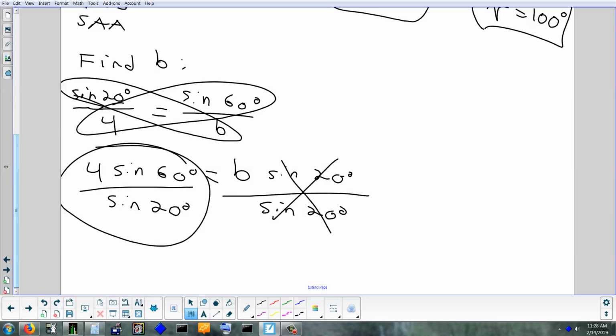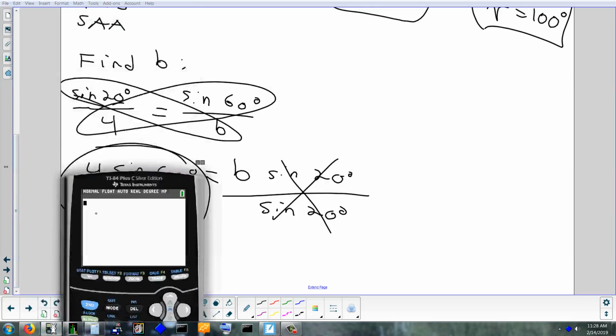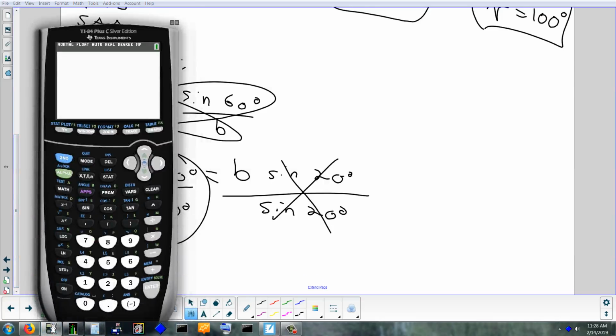All of these problems are in degrees, so make sure you're always in degrees for this section. 4 sine 60 over sine 20. There's no way to reduce that and try to plug in smaller numbers, like reducing 60 and 20. You can't do that. So just type in the whole thing like that. So B is 10.128.